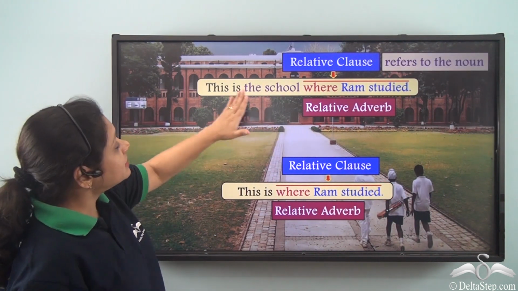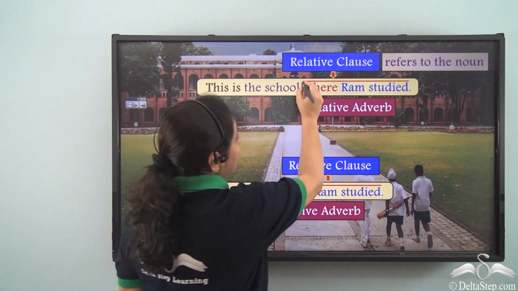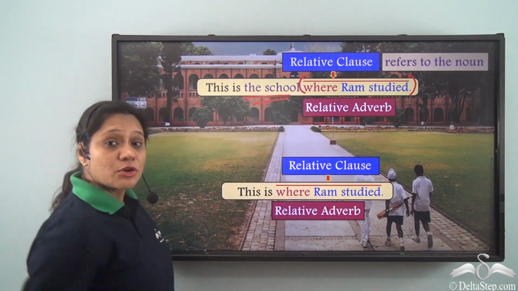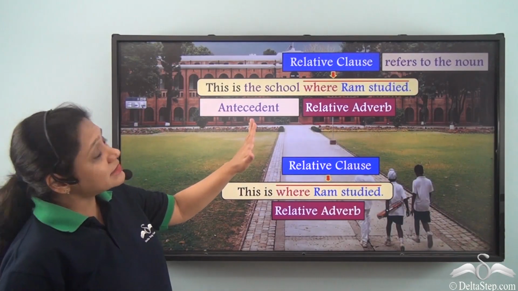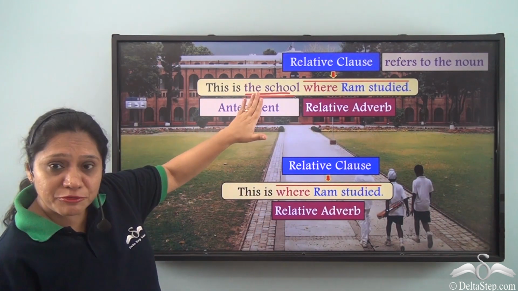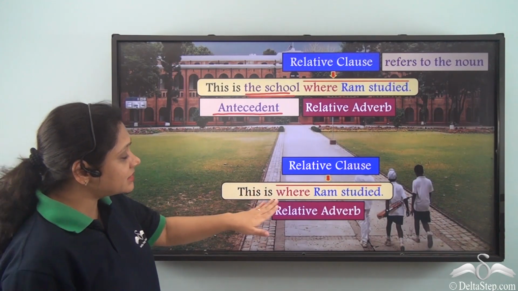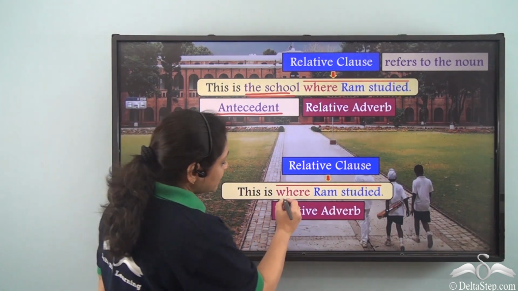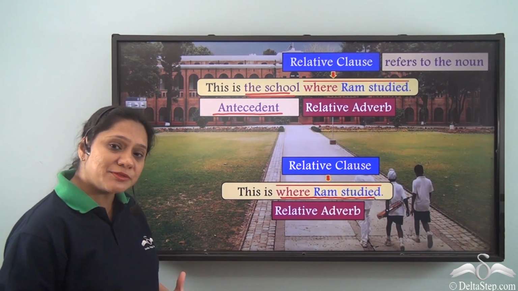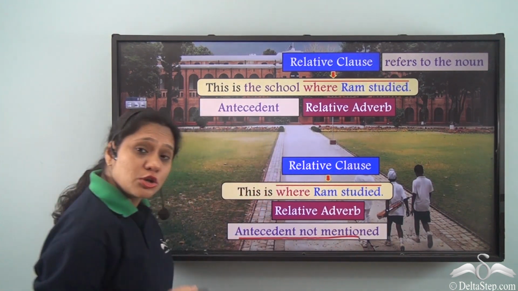But in the first sentence, this is the school where Ram studied, the relative clause where Ram studied refers to the noun. What is the noun? The school. So in the first sentence, the school to which the relative clause is referring is the antecedent. But in the second sentence, this is where Ram studied, the relative clause where Ram studied refers to a place, but that place is not specifically mentioned. Hence, in this sentence, the antecedent is not mentioned.